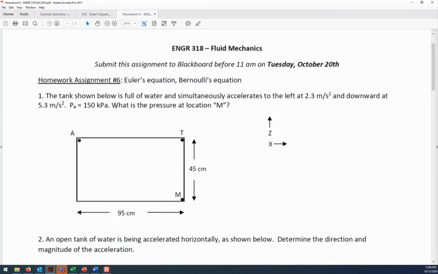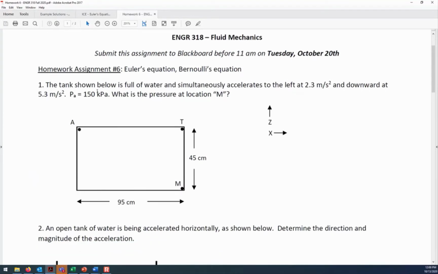All right, so here's the assignment that I just posted on Blackboard. This is an Euler's equation problem, problem 1. It's accelerating to the left and it's accelerating downward. You're given the pressure at A and you want to find the pressure at M. So you're going to have to do the same thing that we did in the example just now. You're going to have to first of all consider the horizontal acceleration, so that means between A and T. You can't find the pressure straight from A to M in a single step. You have to go from A to T and then from T to M, considering the downward acceleration. So you're considering it in 2 different steps. So that's one Euler's problem.